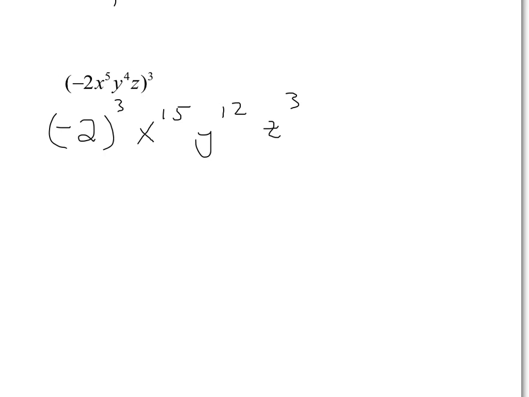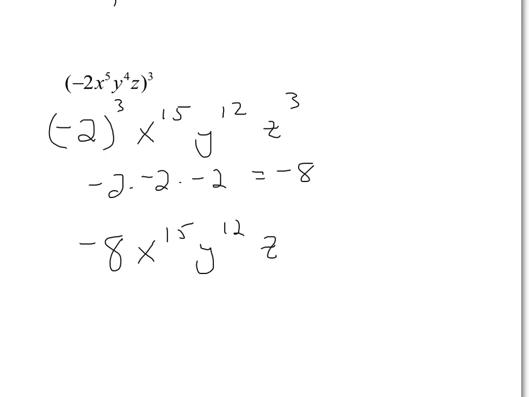Next, I need to figure out what negative 2 to the third is. That's negative 2 times negative 2 times negative 2, which is going to be negative 8. So the answer to this whole thing is going to be negative 8 x to the 15th, y to the 12th, z to the third.